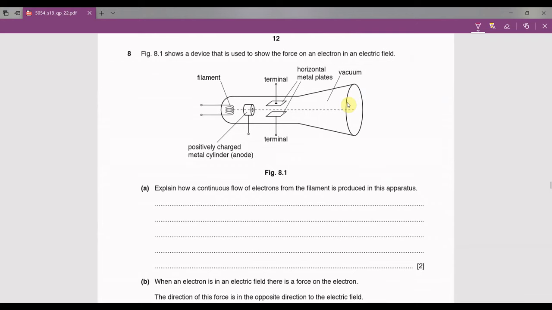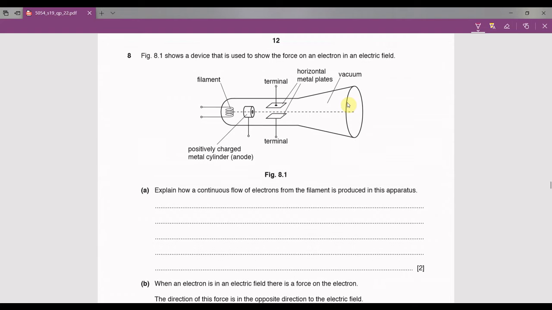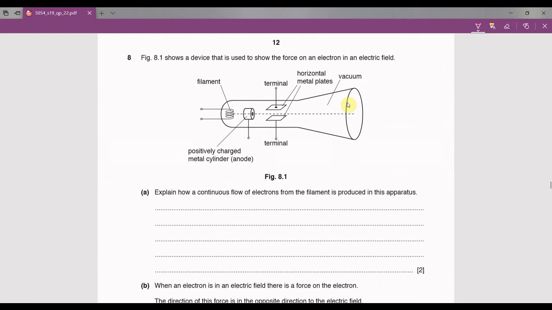Now here we have a CRO, a cathode ray oscilloscope, and the device is used to show a force on an electron in an electric field. So they want to show in which direction there would be a force on the electron if it passes through an electric field. Part A says explain how a continuous flow of electrons from the filament is produced in this apparatus. So they want you to tell why the electrons are emitted in the first place, and then why there is a continuous flow of electrons from the filament.